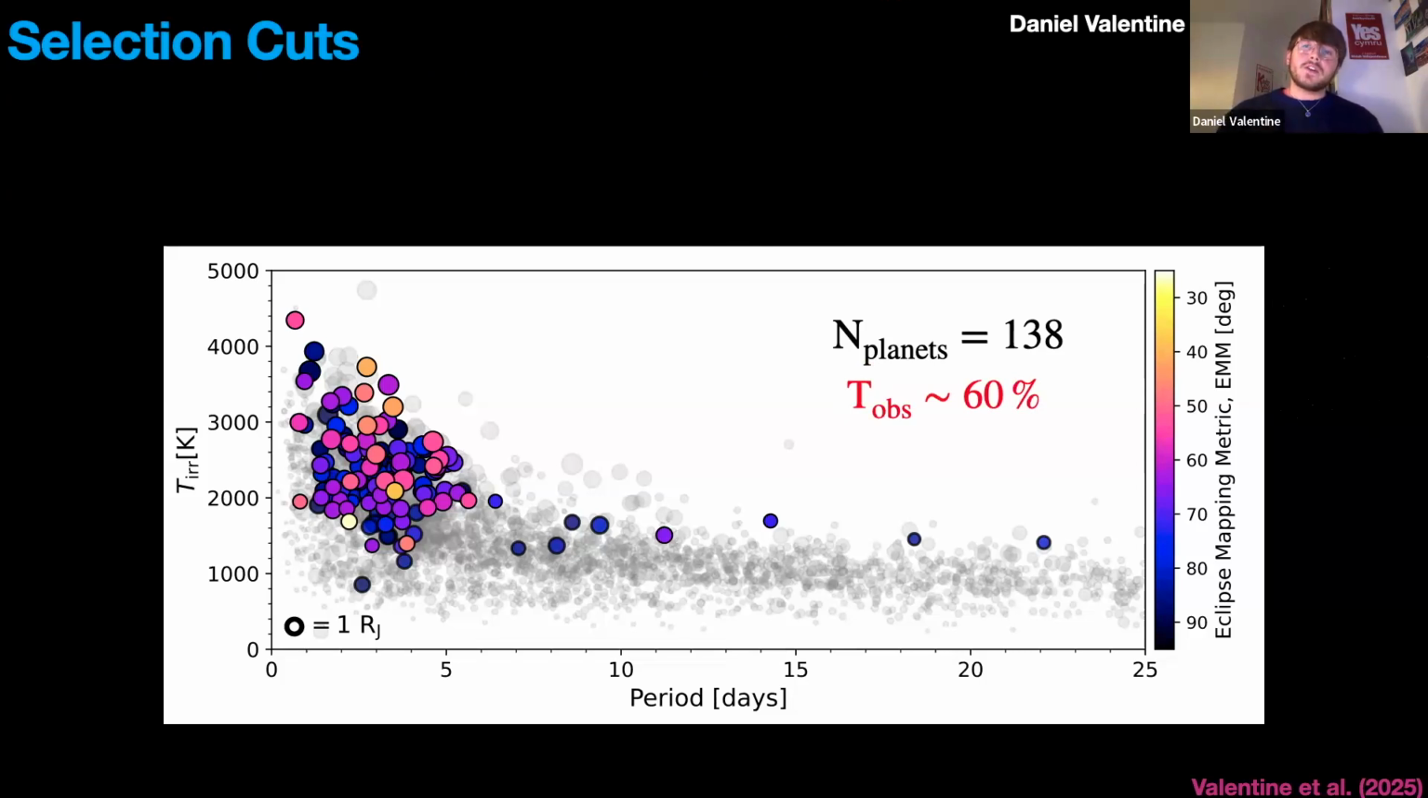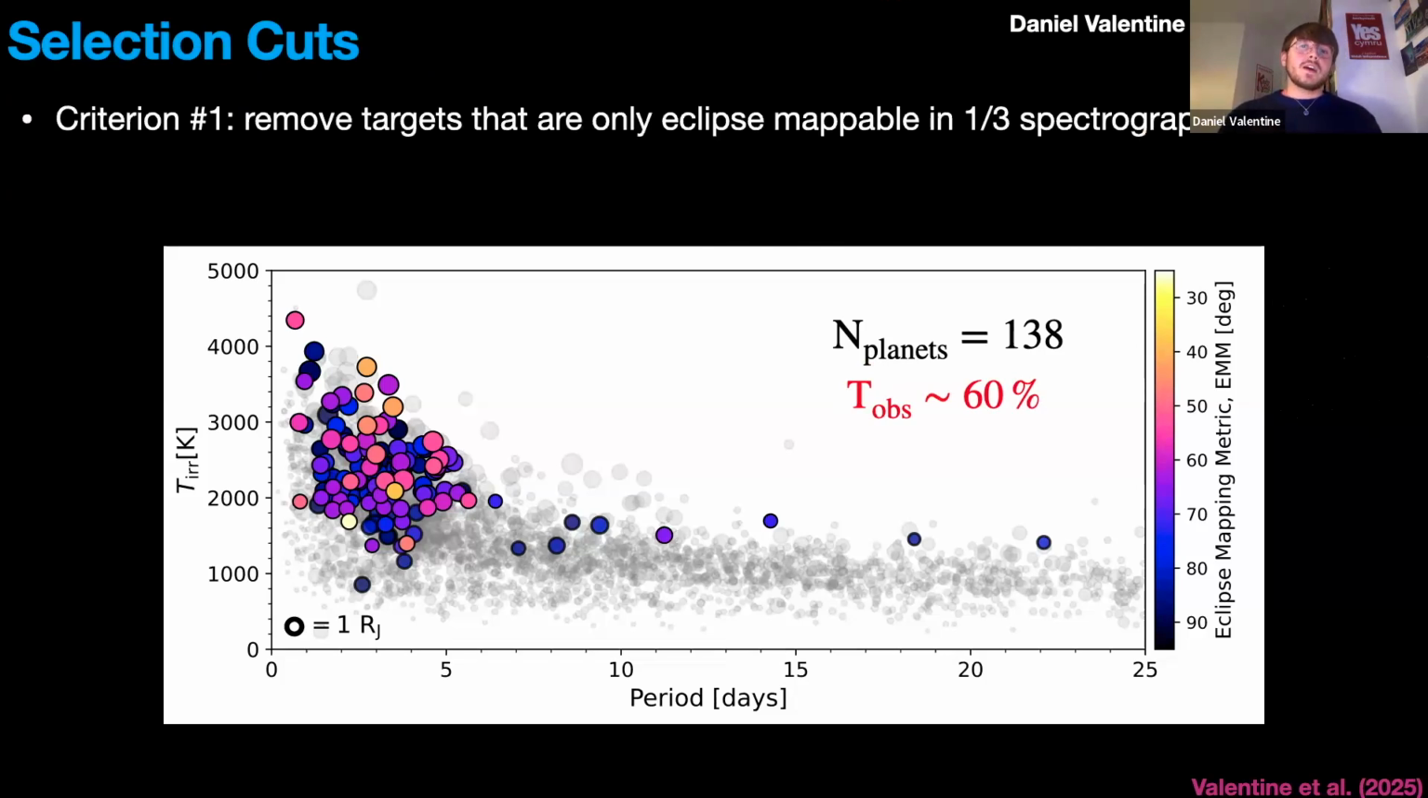Now, the first thing that we can do is enforce a constraint in order to maximize the scientific returns of the survey, and that is removing targets that are only eclipse mappable in 1 out of 3 of the spectrographs. So by enforcing this, we're still left with 112 targets that are mappable in at least 2 out of 3 of the spectrographs, and these now only take 42% of the mission lifetime to observe. So still a bit too long, but getting better.